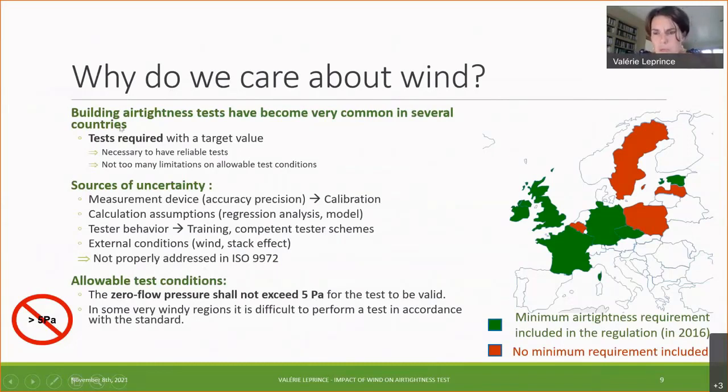So the first question was, why do we care about wind when we perform the air tightness test? First of all, what is important to notice is that, at least in Europe, building air tightness tests have become more and more common in several countries, where a test is required with a target value to make sure that the low energy buildings are really low energy and are efficient. So as far as the test is required, it's necessary to have reliable tests. And it's also necessary not to have too many limitations on allowable test conditions.